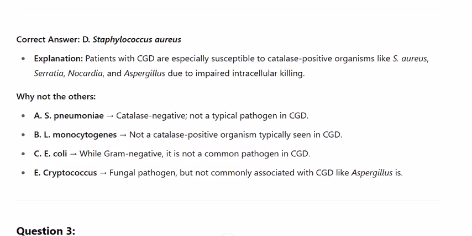Why not the others? A. S. pneumoniae is catalase negative, not a typical pathogen in CGD. B. L. monocytogenes is not a catalase-positive organism typically seen in CGD. C. E. coli, while gram-negative, is not a common pathogen in CGD. E. Cryptococcus is a fungal pathogen, but not commonly associated with CGD like Aspergillus is.